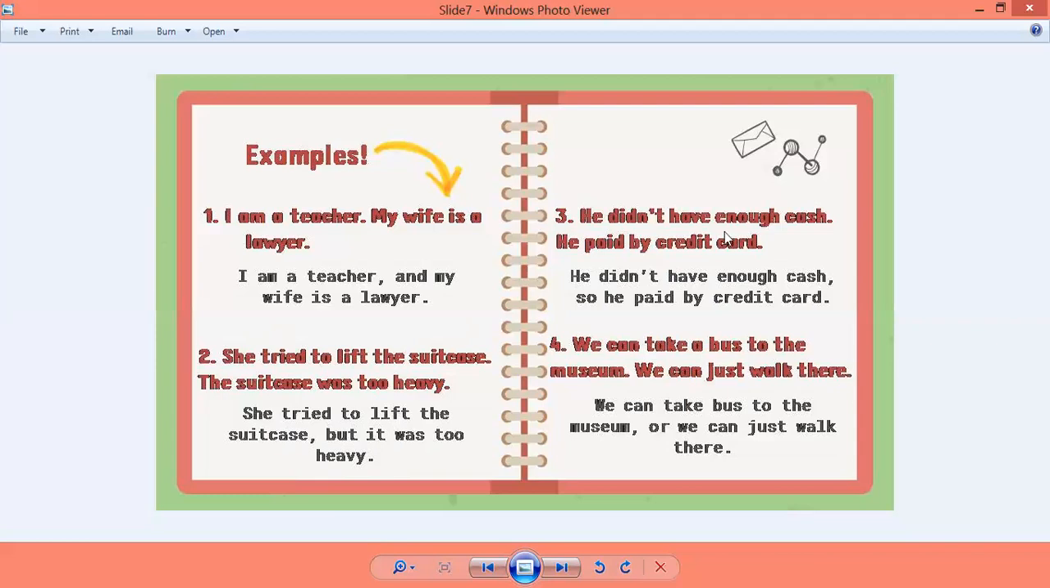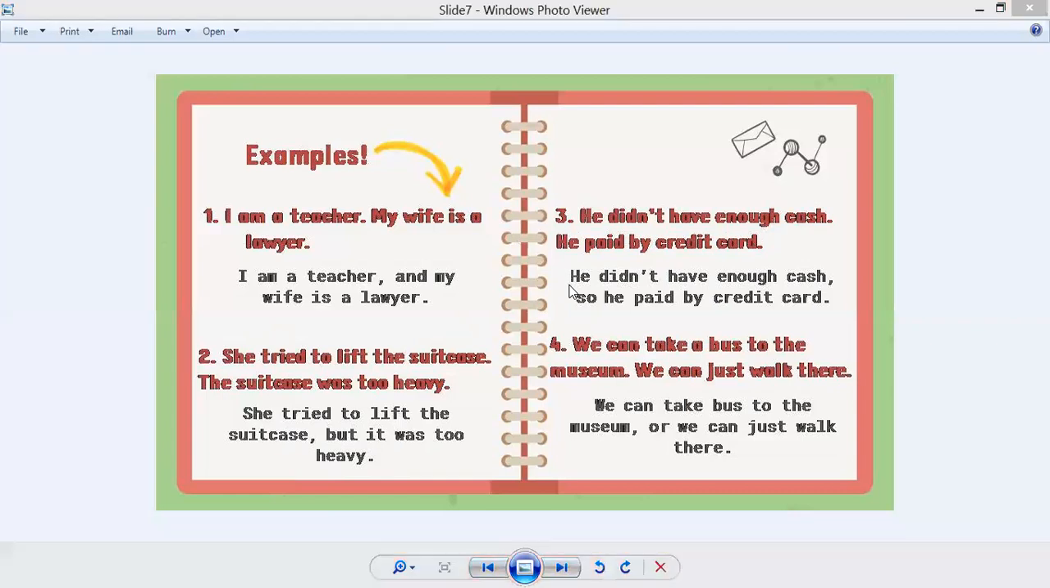Third one, he didn't have enough cash. He paid by credit card. We are going to join it again. He didn't have enough cash, so he paid by credit card.